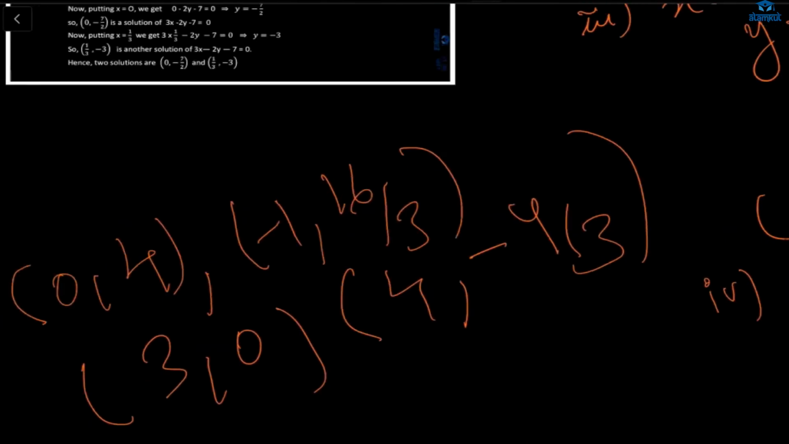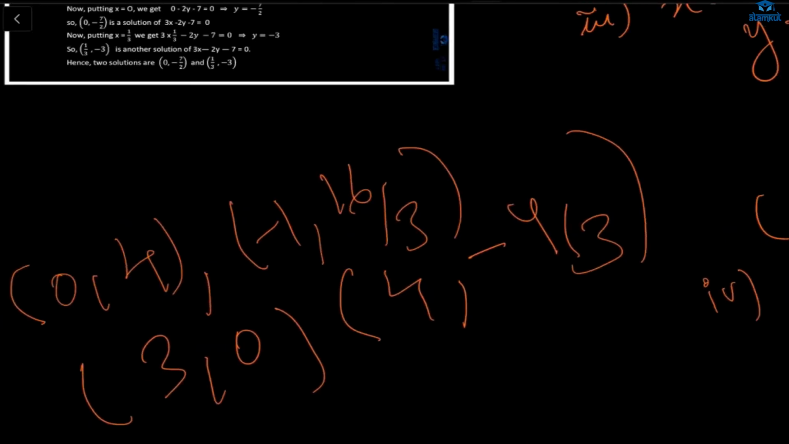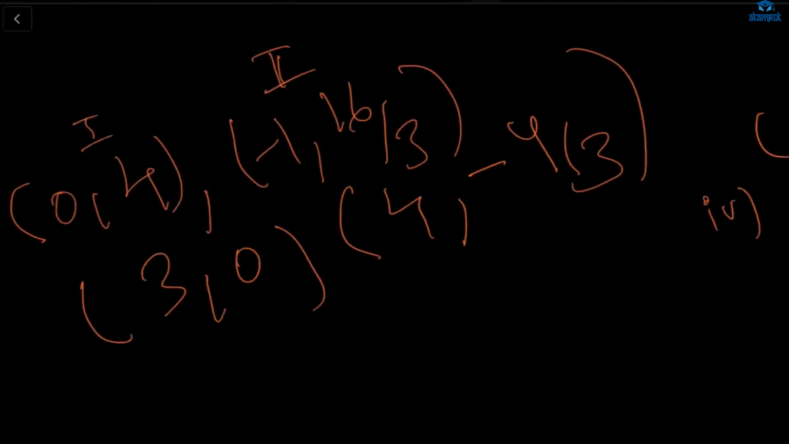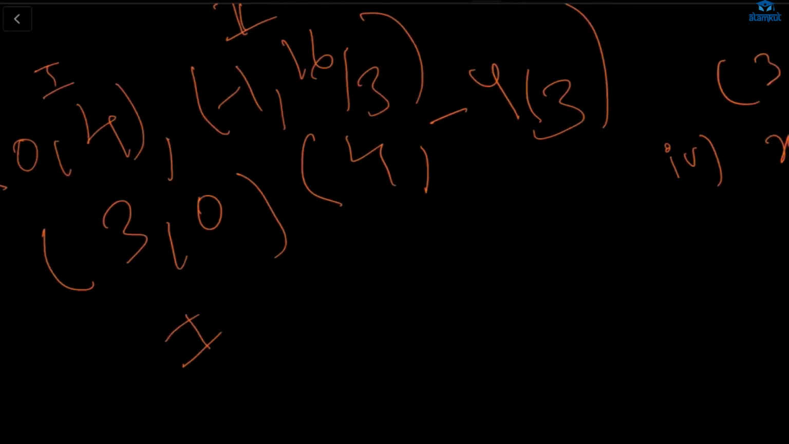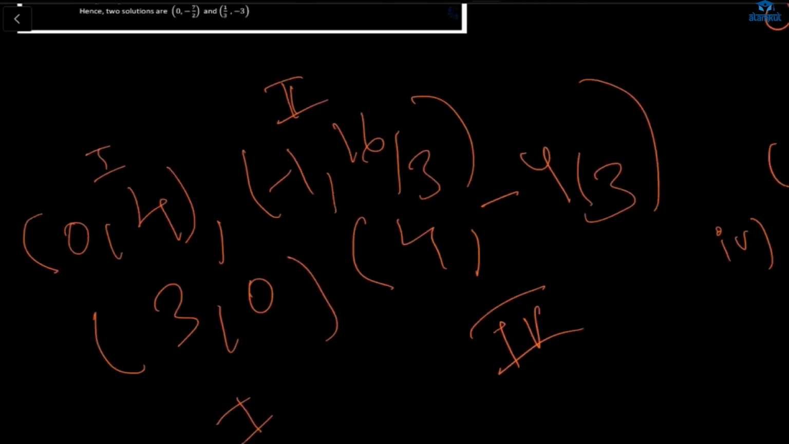Now, can anybody tell me, 0, 4, which quadrant? First. Yes. Minus 1, 16 by 3? Second. 3, 0? Yes, ma'am. 3, 0, which quadrant? Ma'am, first. Yes. 4, minus 4 by 3, which quadrant? Ma'am, that'll become the 4th. Yeah, 4. Very good. So everybody understood now how you're going to plot the points also.